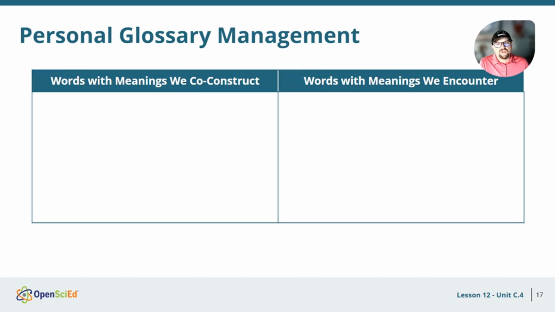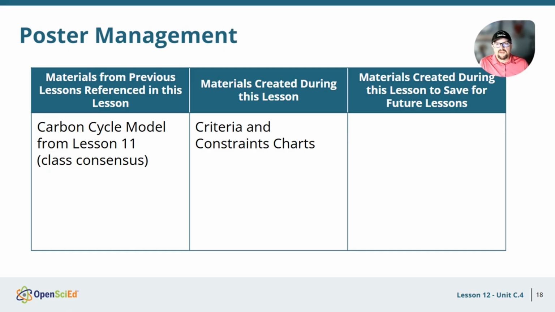Regarding vocabulary management, there are no new words earned or encountered in lesson 12, and today we're focused entirely on putting previously earned language to work. As far as poster management, bring out the class carbon cycle model from lesson 11 and make sure it's prominently displayed on your wall. You will build a new class chart summarizing the criteria and constraints identified from community priorities. A tip here is do not erase or throw away this new chart at the end of the day. It serves as a foundational rubric that students will use to evaluate and refine their final design solutions throughout the rest of the unit. And finally, make sure students take a few minutes to update their individual progress trackers.